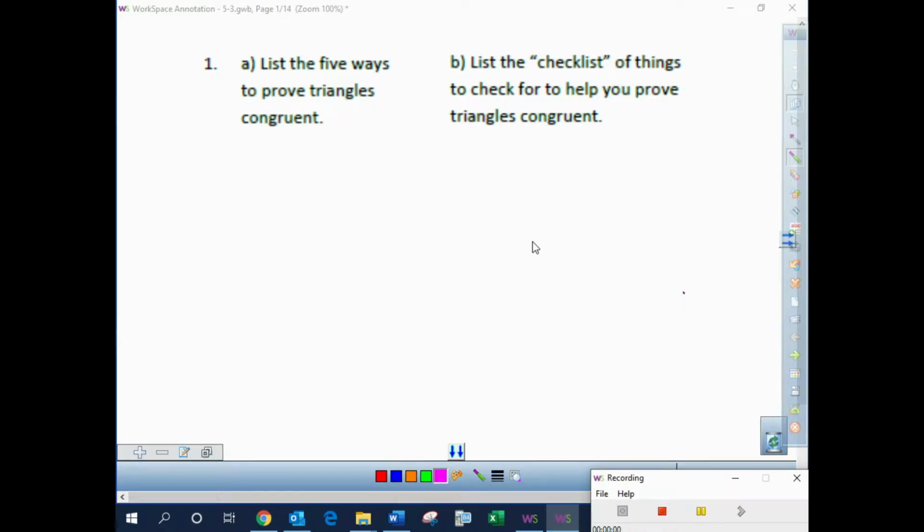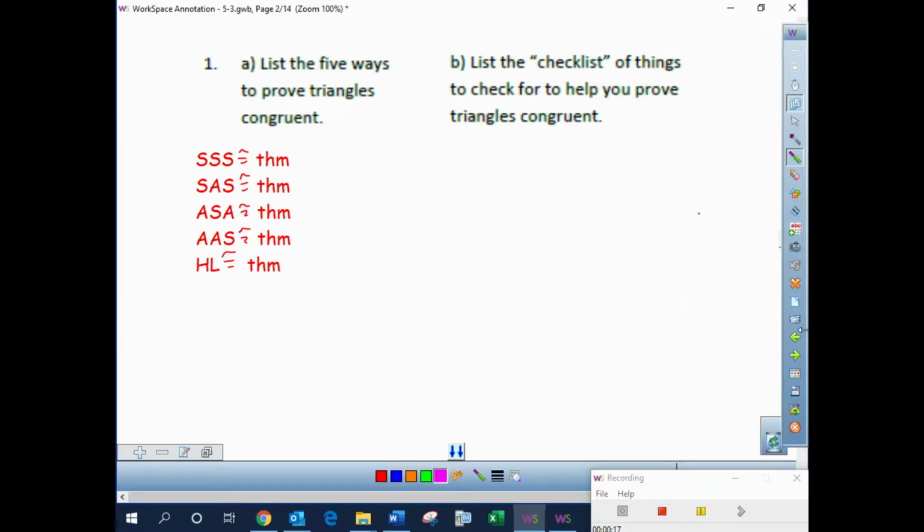Hello everybody. Today we're actually going to do the proofs, the full-on proofs. We've been just kind of having enough information to prove two triangles congruent, so today we'll actually do it. Let's start by listing the 5 ways to prove triangles congruent. Remember the side-side-side congruence theorem, side angle side, angle side angle, angle angle side, and hypotenuse leg congruence theorem. We've gotten ourselves pretty familiar with them, but now we'll actually use them in a proof.